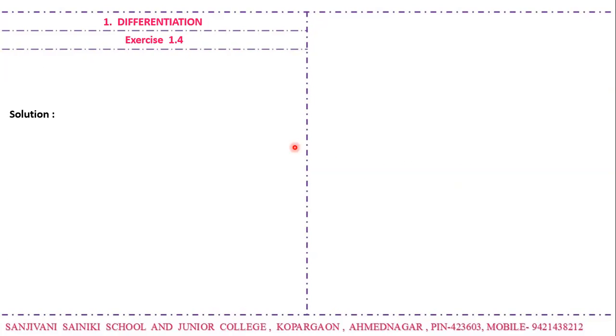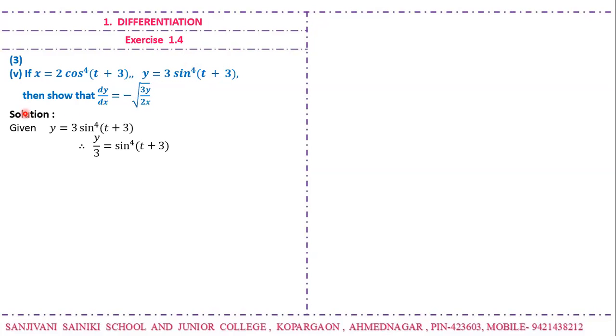The next example is x is equal to 2 times cos raised to 4 times t plus 3 and y is equal to 3 sin raised to 4 times t plus 3. Then you have to show that dy by dx is equal to minus square root of 3y by 2x. Now take the given y, 3 sin raised to 4t plus 3.